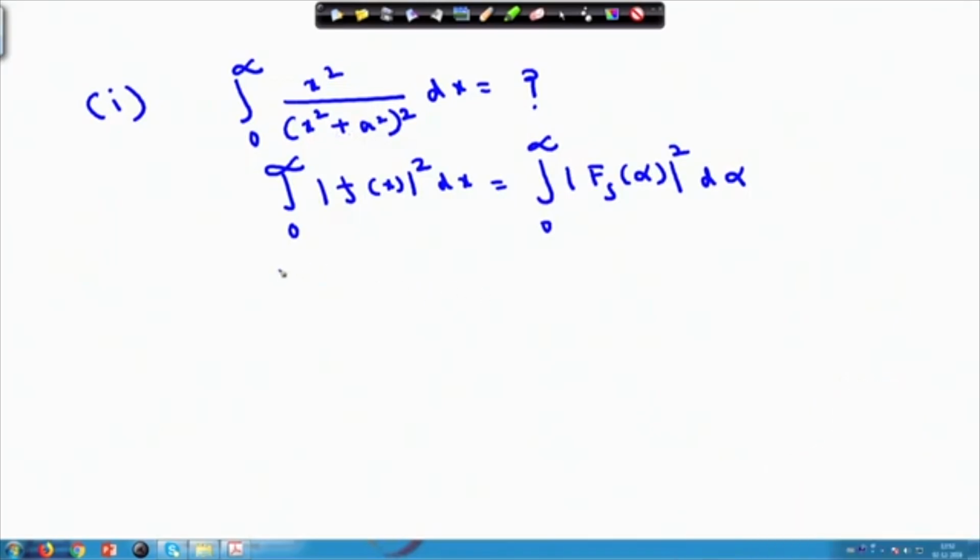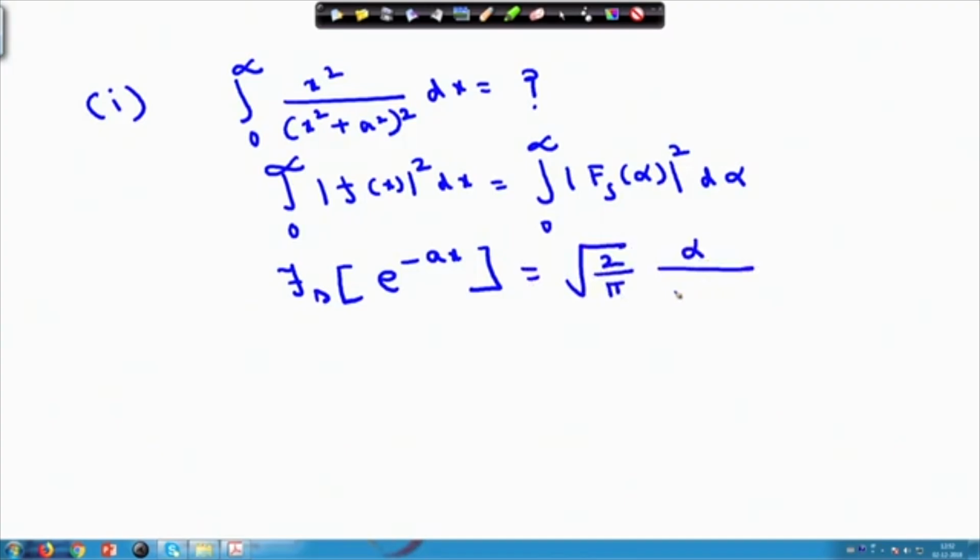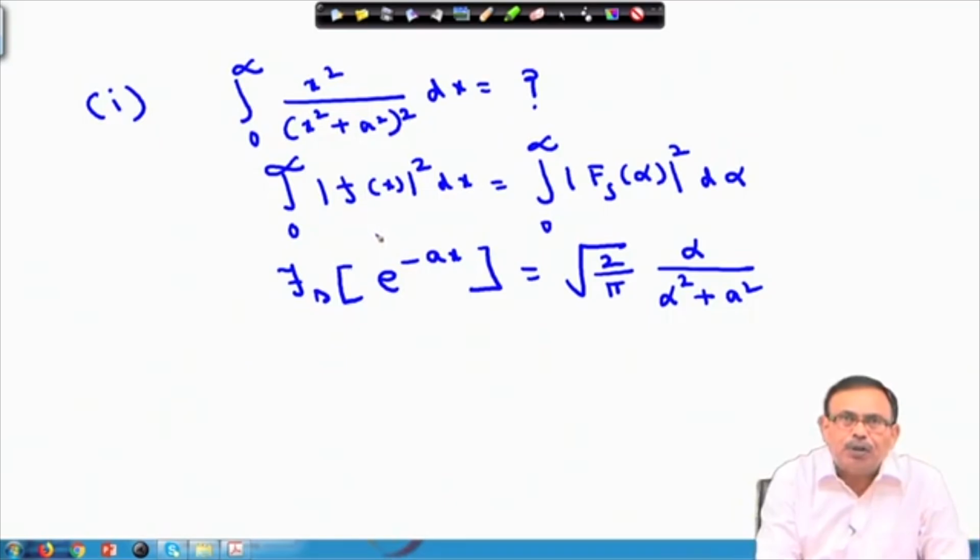If you remember, the Fourier sine transform of e^(-ax) equals root over 2/pi times alpha / (alpha^2 + a^2). So, this we know, and this matches with the given integral which we have to evaluate.